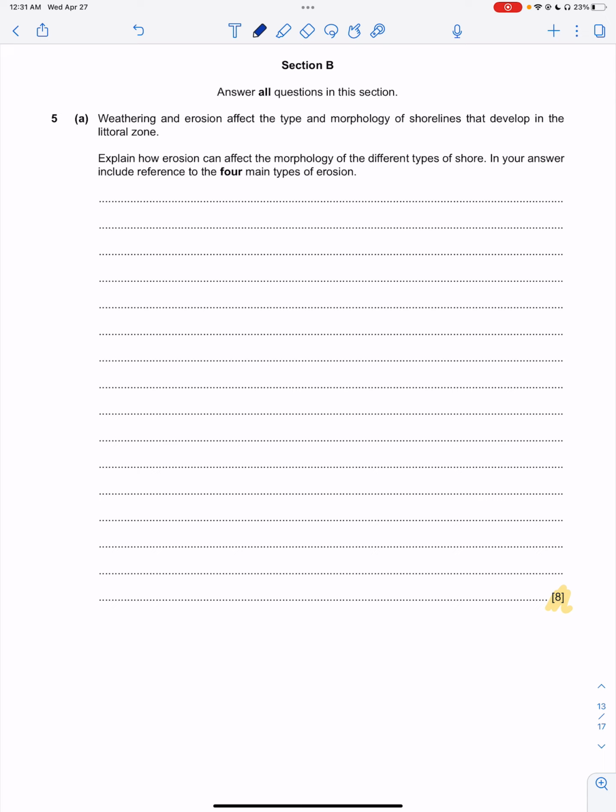This question, in my opinion, is poor for multiple reasons. One, it's 8 marks. Why? Why is this question 10% of the exam? Please, why? This is something that I would think would be like those huge environmental essays that they used to have. This is a grade determiner right here. In your answer, include reference to the 4 main types of erosion. What?